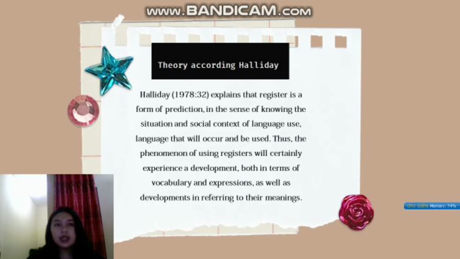Theory according to Halliday, 1978, explains that register is a form of prediction, in the sense of knowing the situation and social context of the language used, and the language that will occur and be used. Thus, the phenomenon of using register will certainly experience development, both in terms of vocabulary and expression, as well as development in referring to their meaning.